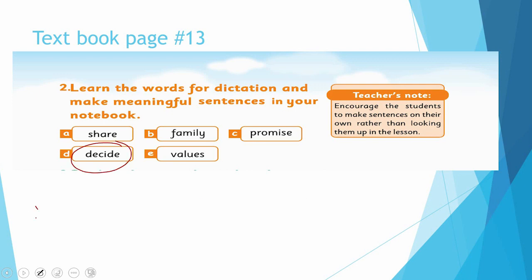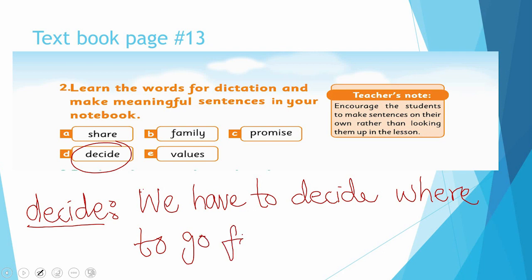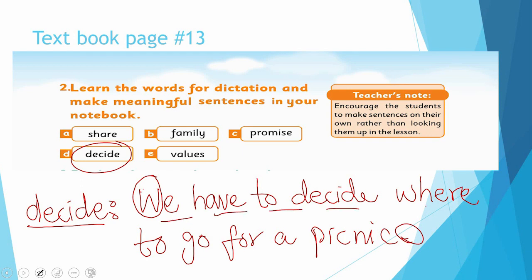The next word is decide. Decide yani faisla karna. We have to decide where to go for a picnic. Capital letter, full stop. We have to decide where to go for a picnic.